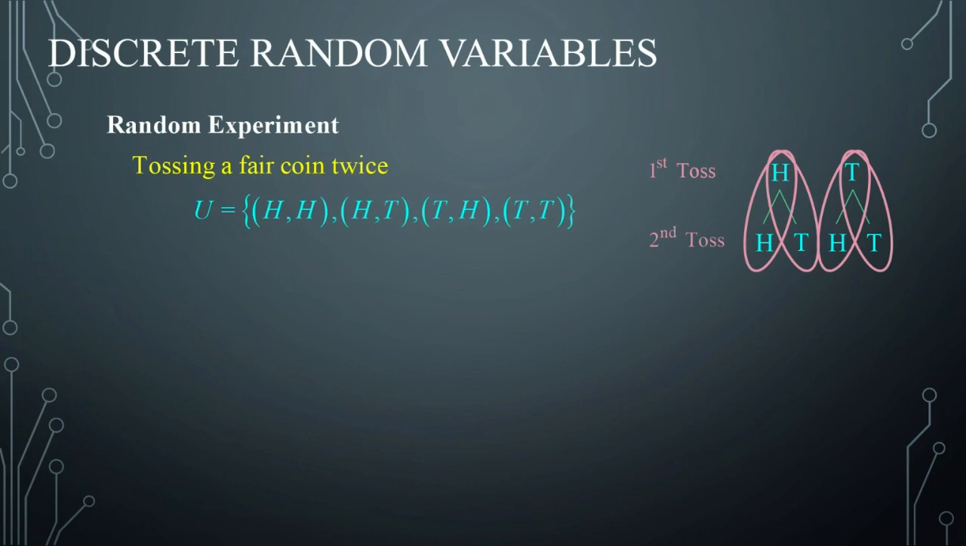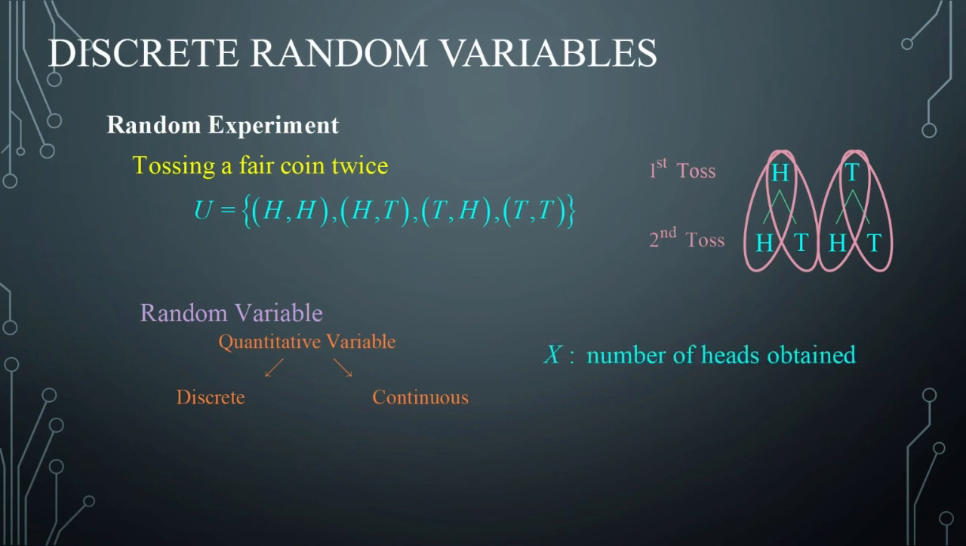But what does this have to do with a discrete random variable? Well, a random variable is a quantitative variable defined on the random experiment that could be both discrete or continuous. For example, on our random experiment, we can define the random variable x defined by the number of heads obtained, or the random variable y defined by the number of tails obtained, for example.